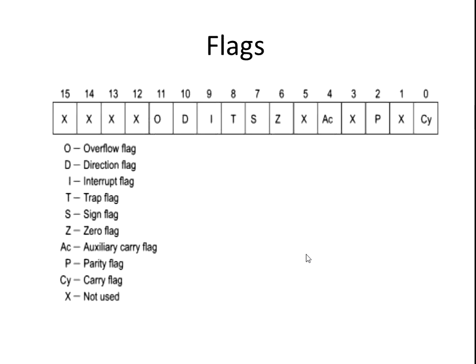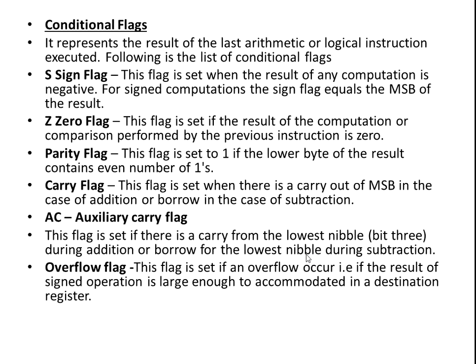Next is Z, that is the zero flag, corresponding to the index 6. This flag is set if the result of the computation or comparison performed by the previous instruction is 0. If the result is 0, it will be set, otherwise it will be reset.